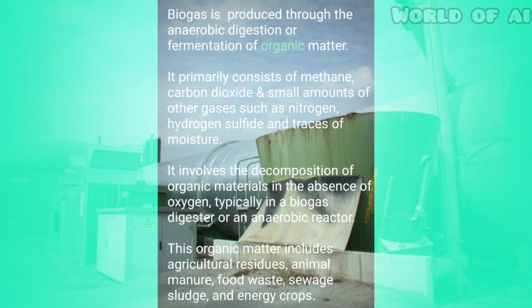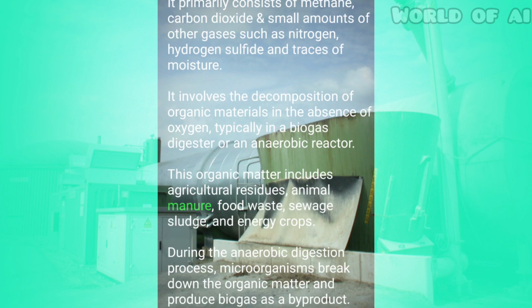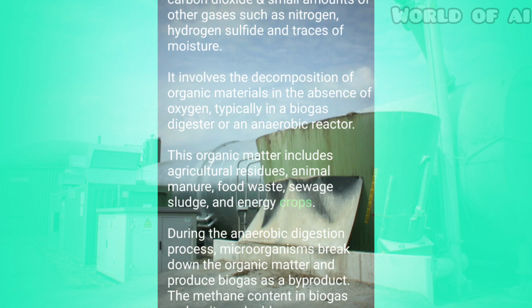Biogas is produced through the anaerobic digestion or fermentation of organic matter. It primarily consists of methane, carbon dioxide and small amounts of other gases such as nitrogen, hydrogen sulfide and traces of moisture. It involves the decomposition of organic materials in the absence of oxygen, typically in a biogas digester or an anaerobic reactor. This organic matter includes agricultural residues, animal manure, food waste, sewage sludge, and energy crops.